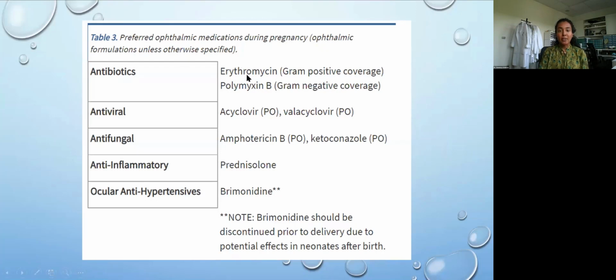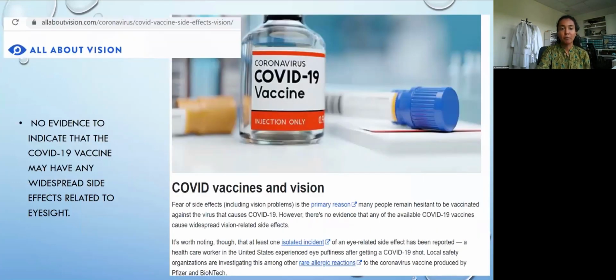So antibiotics include erythromycin or polymyxin B, antivirals, acyclovir and valacyclovir, antifungal. So you can use amphotericin and ketoconazole in pregnant women. Anti-inflammatory, you can use prednisolone. Ocular antihypertensives, you can use brimonidine, but it should be discontinued prior to delivery because of potential effects in neonates after birth. Again, you can use that link to access all these tables for which drugs to use during pregnancy.